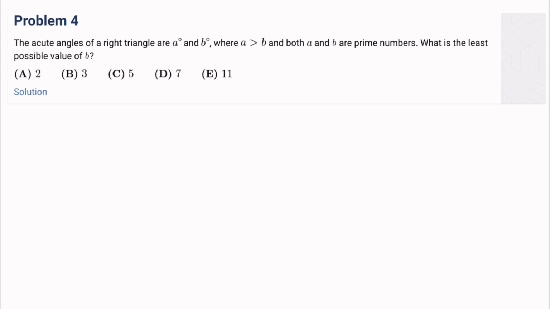Number 4, the acute angles of a right triangle are A degrees and B degrees, where A is greater than B, and both A and B are prime numbers. What is the least possible value of B? Okay, so since A and B are the acute angles of a right triangle, that means A plus B equals 90 degrees, right? Because they are parts of a right triangle, and A is greater than B, and both A and B are prime numbers.